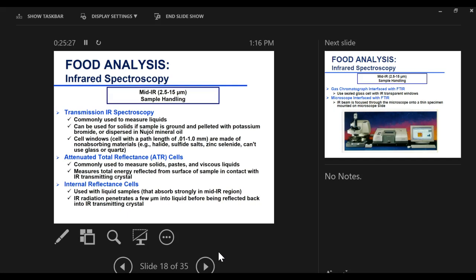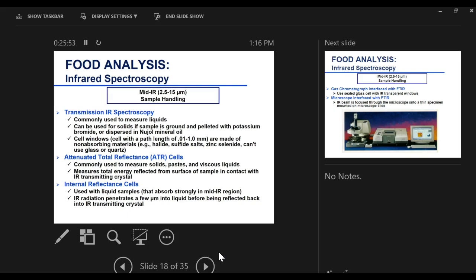Internal reflectance can be used for liquid samples. So liquid samples can also be used in reflectance. The light goes in for a little bit, a few micrometers into the liquid, and then interacts with the molecules in the liquid. Some molecules absorb some of the light and then reflect. The rest of the light is reflected.